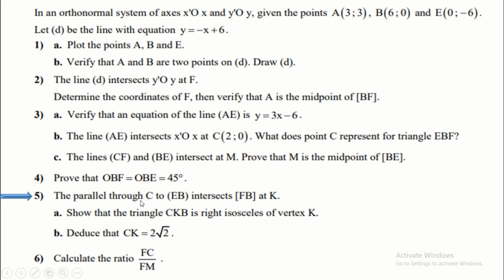Now the parallel through C to the straight line EB intersects FB at K. This is very important. Keep in mind, parallel in an orthonormal system means same slope. Intersect, we have to find the coordinates of the intersection. Now let's understand something. Show that the triangle CKB is right isosceles at vertex K.